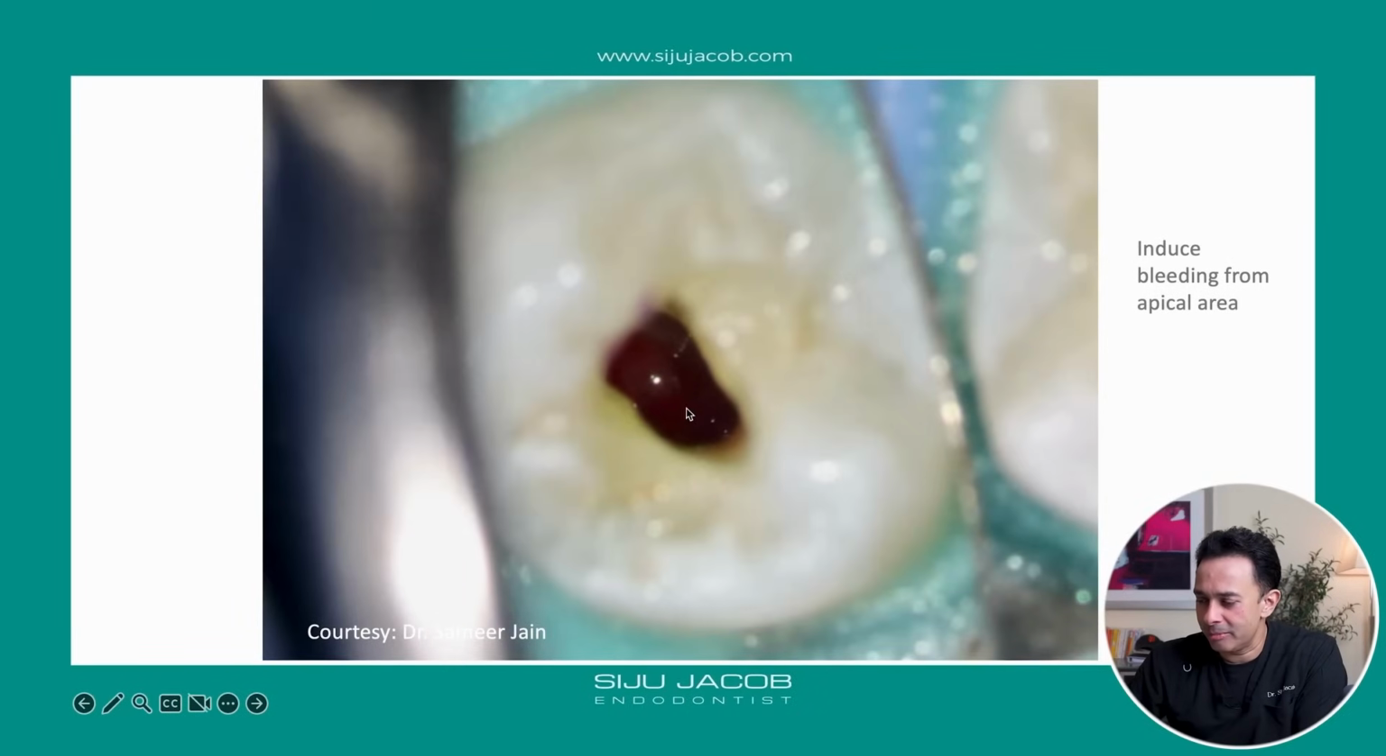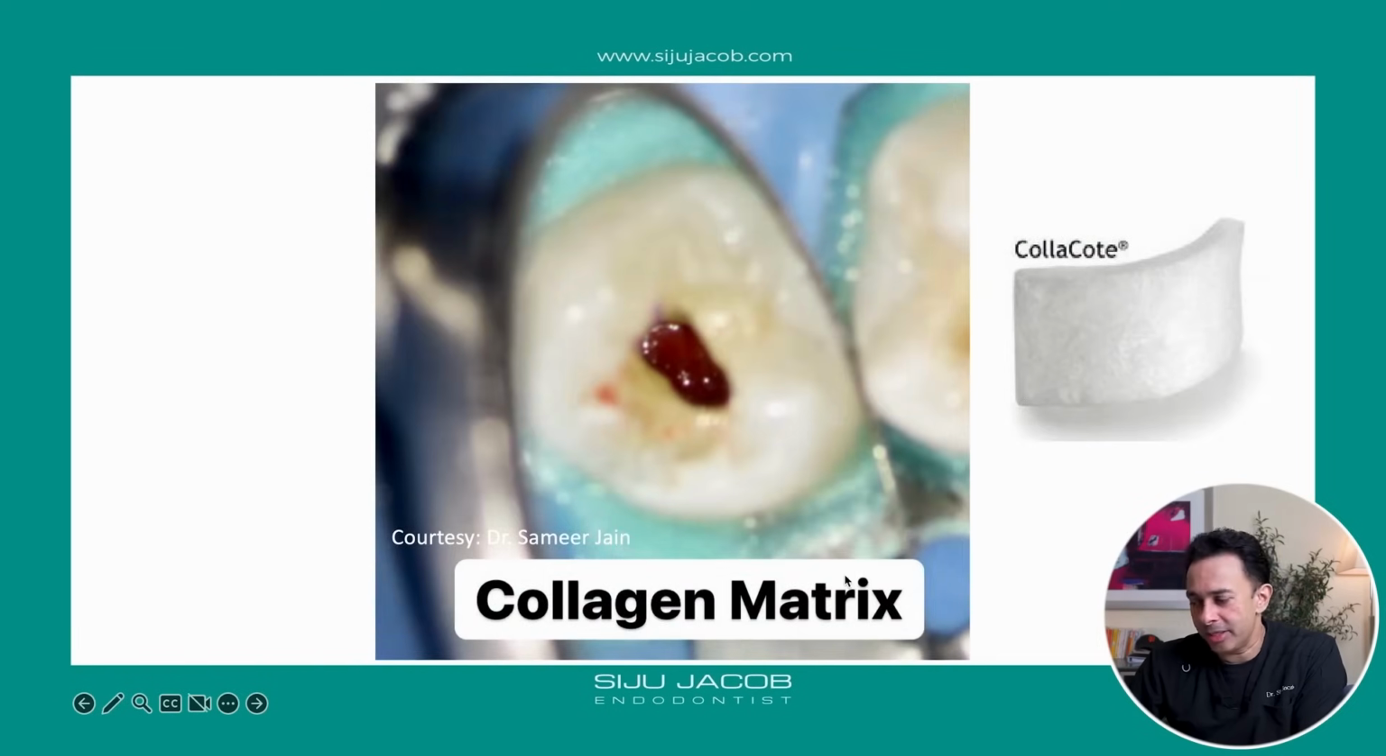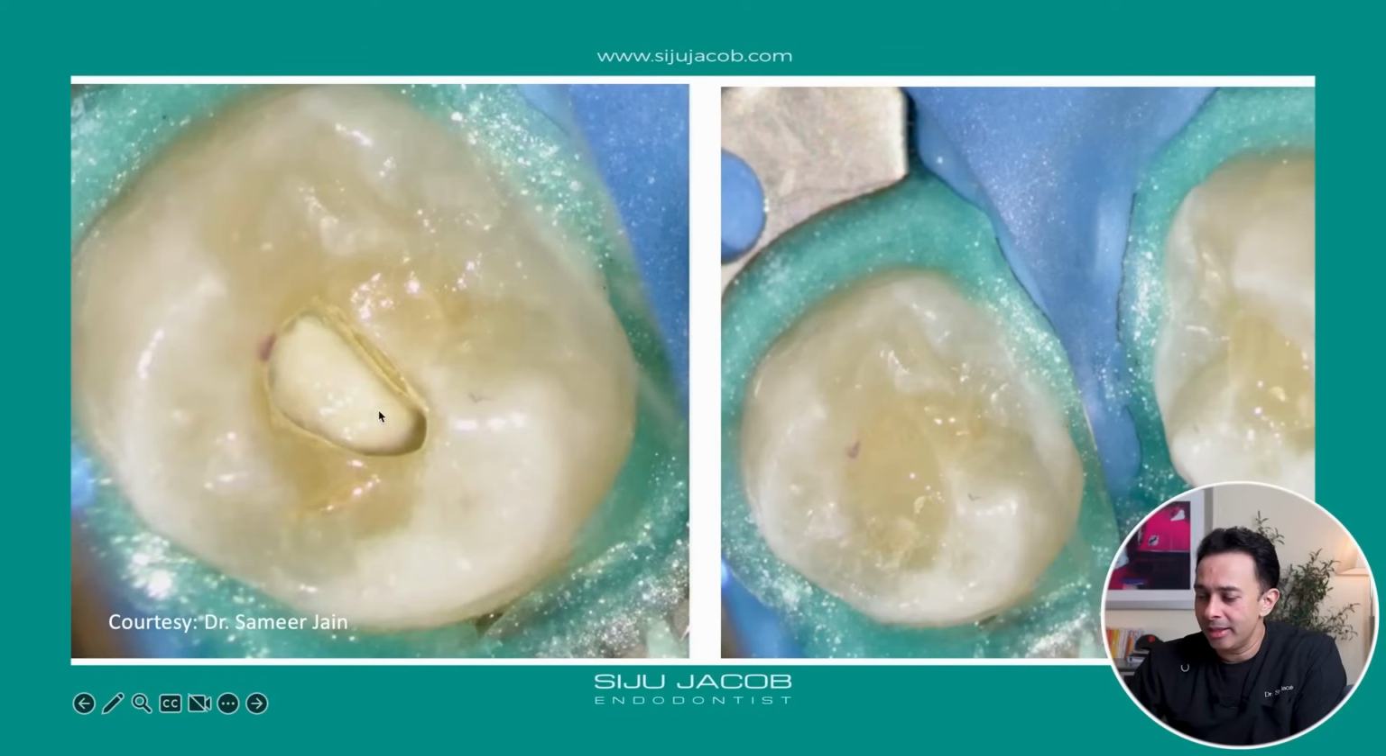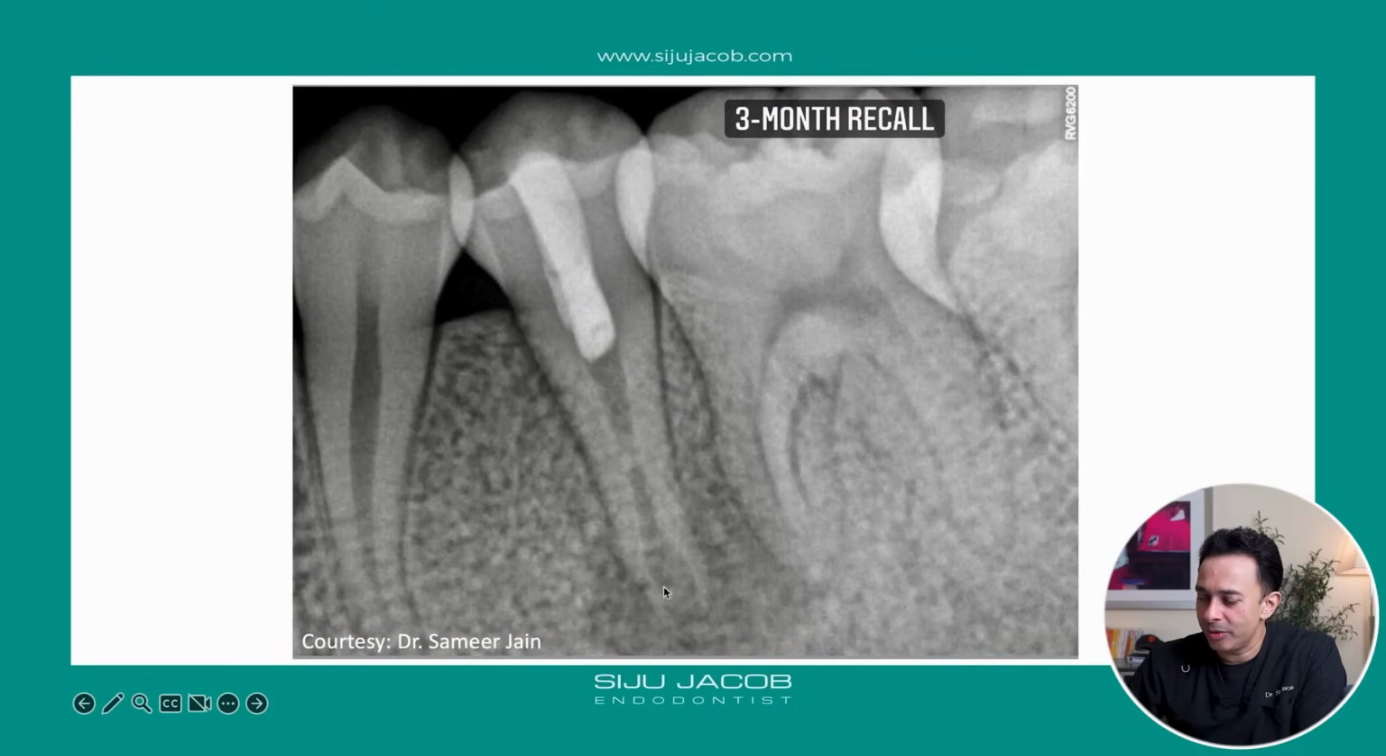You can see here, that's the blood, and this is acting as a scaffold. He used a collagen matrix. A lot of people don't use a collagen matrix, but in this case he did, and then covered it with MTA, followed by a coronal restoration. And you can see this is a 3-month recall, and you can see the lesion starting to heal. And when he did a pulp vitality test, it actually responded. So this is how a classical revascularization is done.